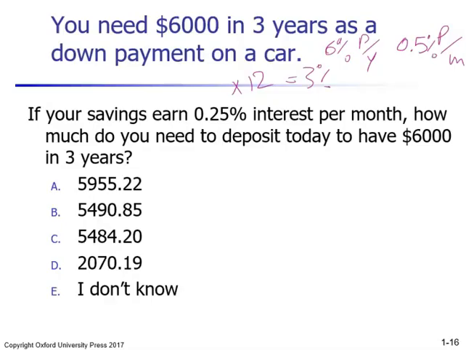And now you have your money in a savings account that pays you 0.25% interest per month. So it is asking you how much money you need to put in the account so that after 3 years you are going to have $6,000. So the first question I want you to answer: do you know about the F in this problem?